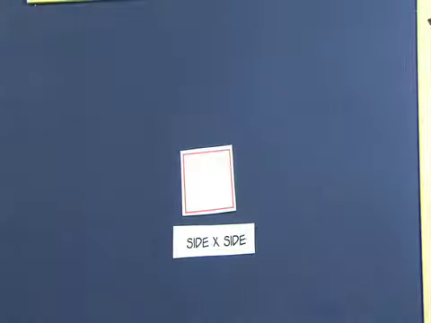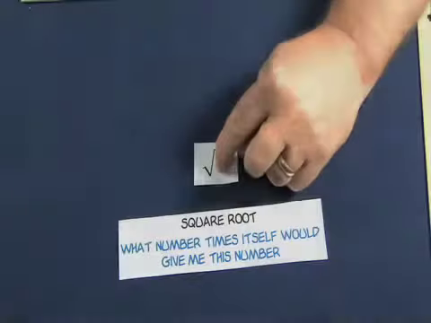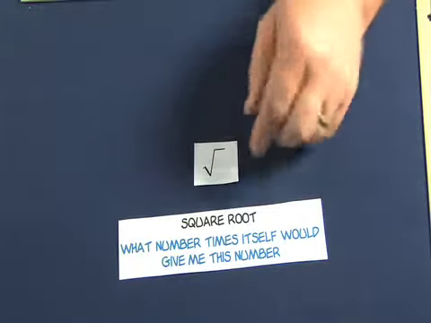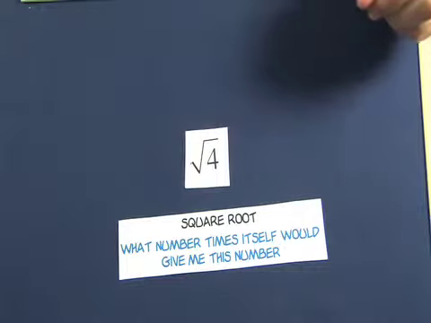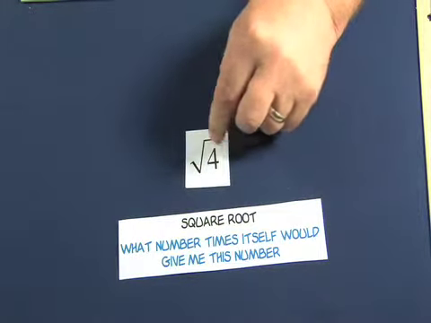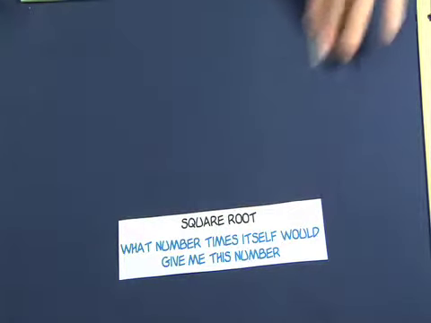And that comes in today because we're going to be talking about square roots, starting with a square. We're going to put a number right here, and what we want to know is what number times itself will give us this number. We're going to use the number 4. So what is the square root of 4?